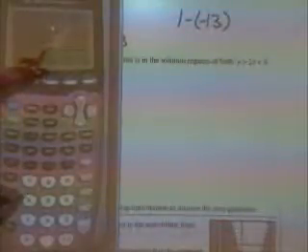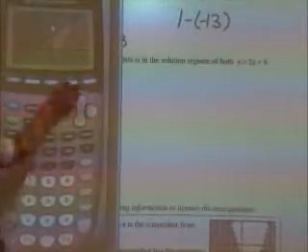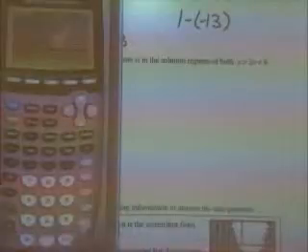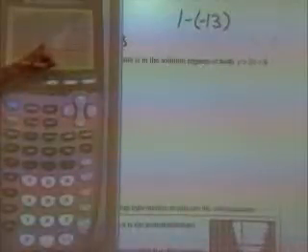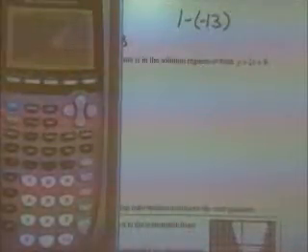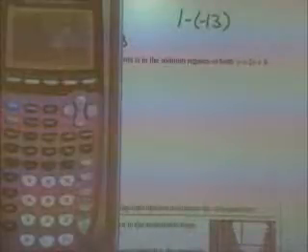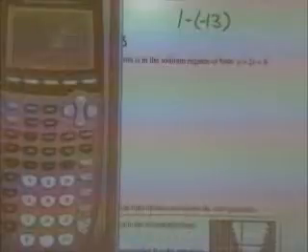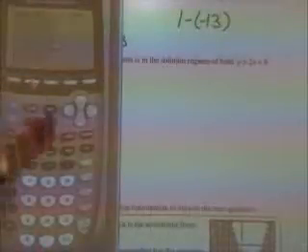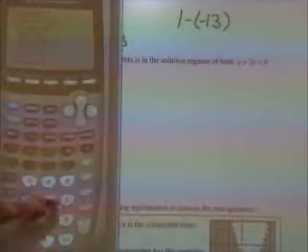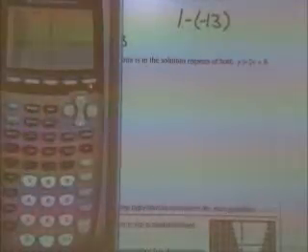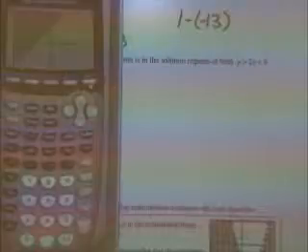Negative 2 and 4. So I wonder what happens. If I go trace and I go negative 2, does it look like it's in both regions? Okay. If I try negative 1, so maybe if I go back on my window settings again, so I'm going back and forth, but it might help because then I can see my tick marks a bit better.